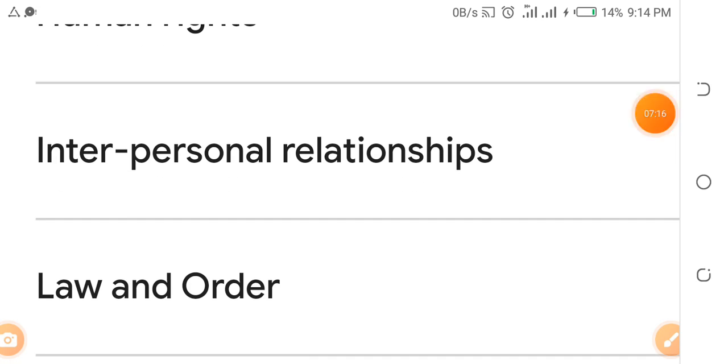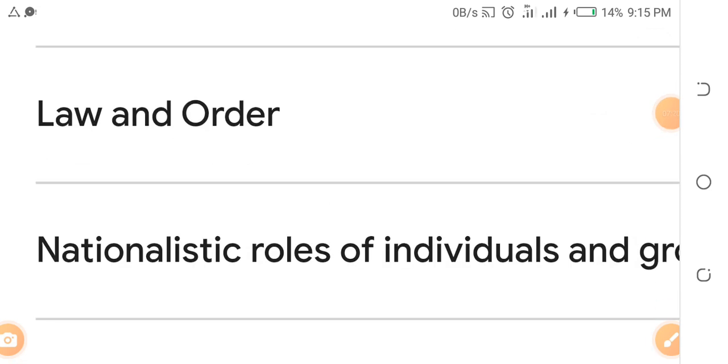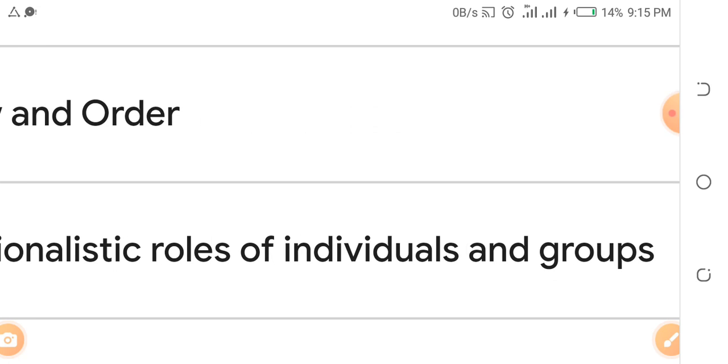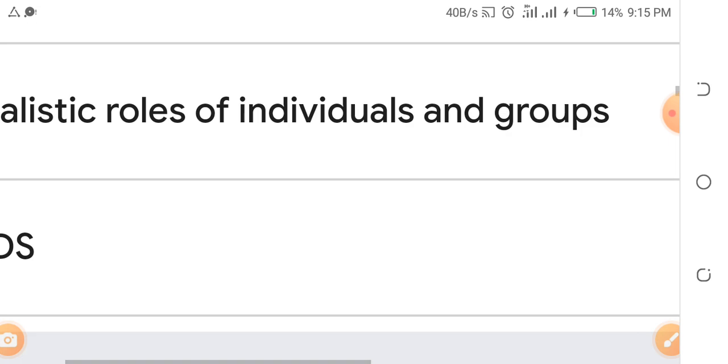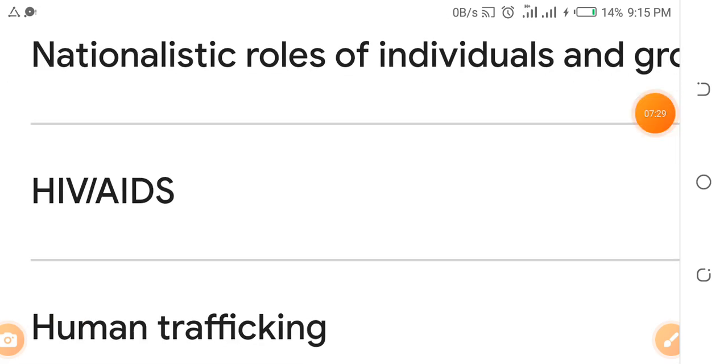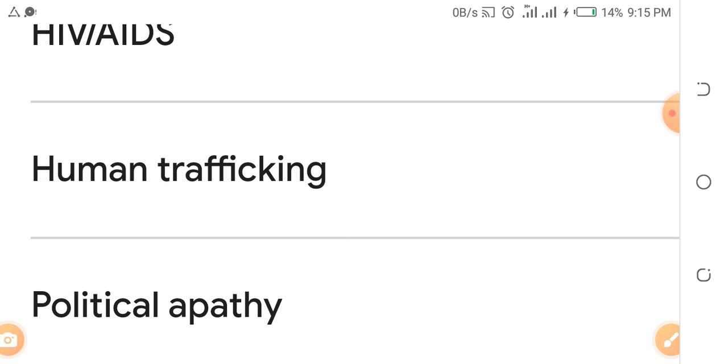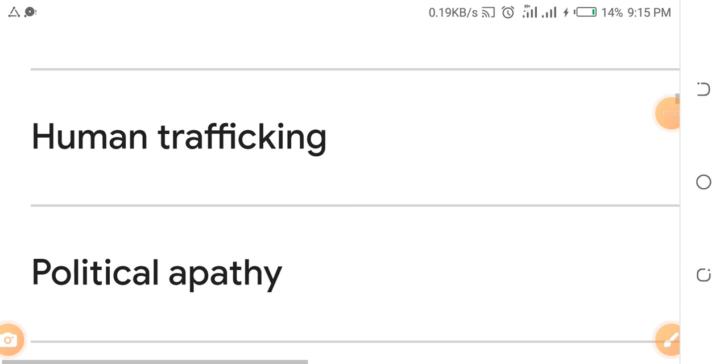Then law and order. The next one is nationalistic roles of individuals and groups. Then the next one is HIV and AIDS. Of course, causes of HIV, preventive measures, symptoms and all the rest. Then human trafficking. Then political apathy, causes of political apathy, definition of political apathy and all the rest.